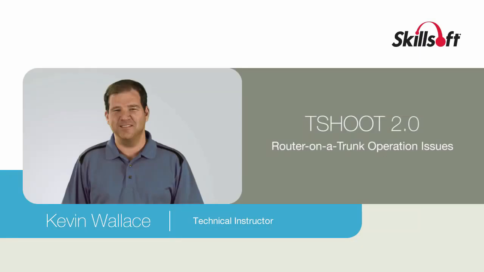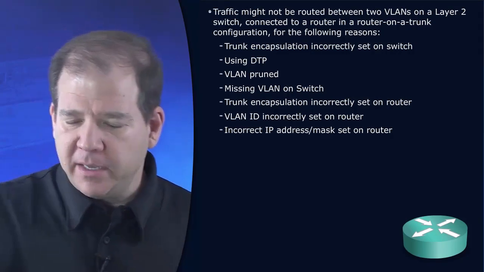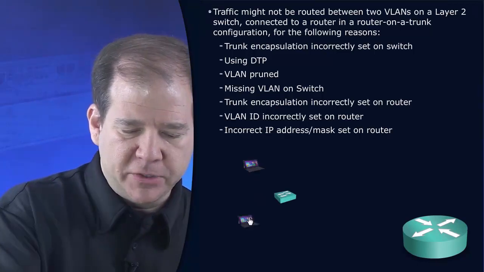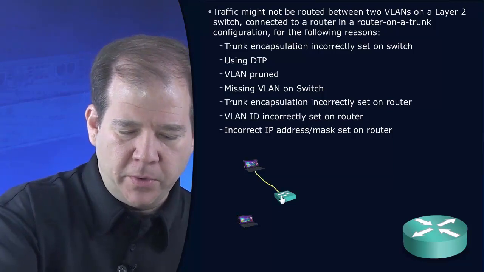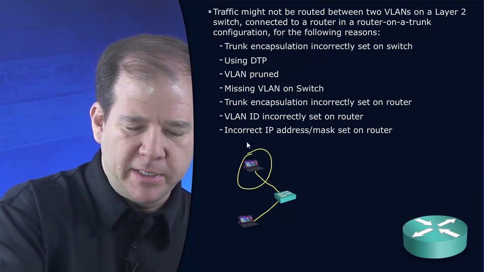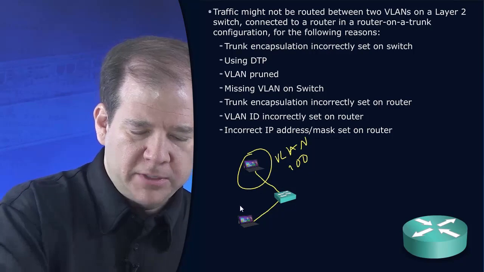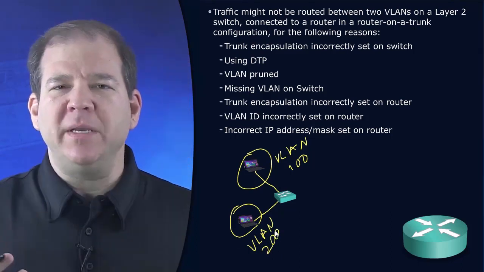The first inter-VLAN routing troubleshooting target we want to talk about is using a router on a trunk topology. Let's say that we've got a switch and a couple of devices connected to that switch. Let's say that we've got PCs belonging to different VLANs. This PC is in VLAN 100. This PC is in VLAN 200, and we want to communicate between those PCs.